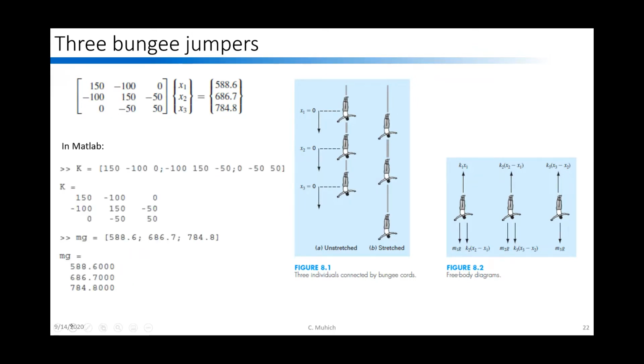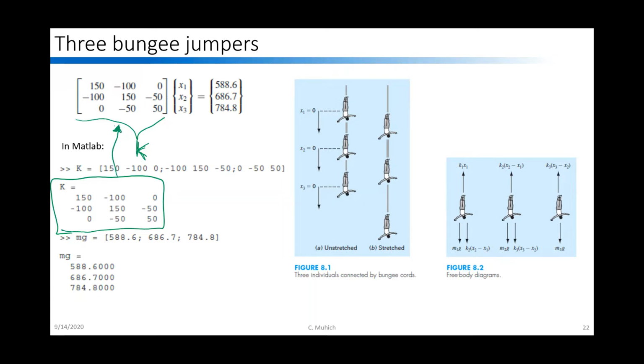In MATLAB, we need to go in and put in our matrices. So here I've typed in this top matrix, that A matrix or that K matrix, into MATLAB: 150, negative 100, 0, semicolon to tell MATLAB we're going into the next line, negative 100, 150, negative 50 for the second line, and 0, negative 50, 50 for the third line. Okay. And if I hit enter, we should see that K matrix pop out.